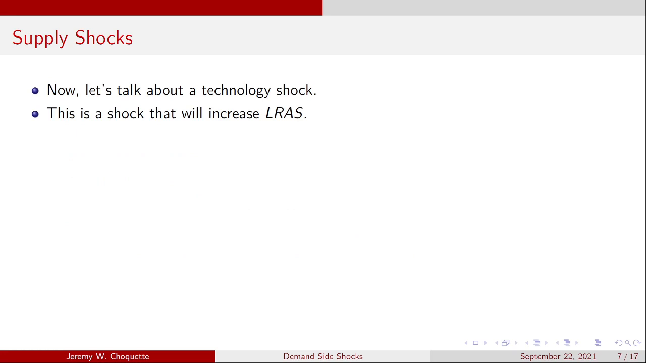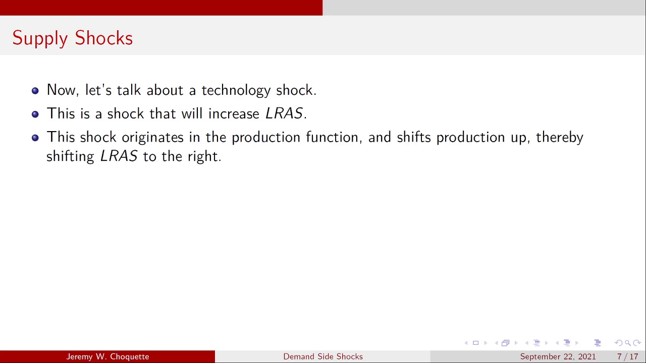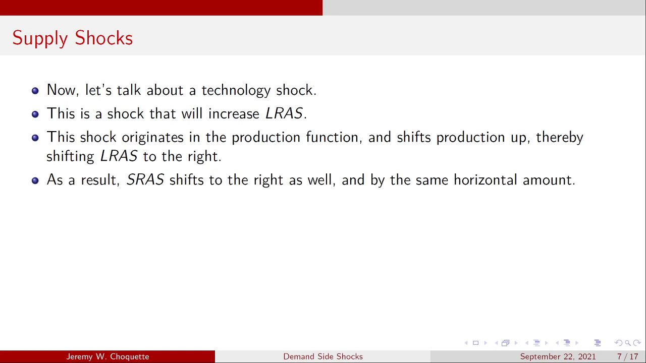Let's talk about, of course, supply shocks. We're going to talk about a technology shock. It's a certain type of supply shock. This shock is one that will increase the long-run aggregate supply. This shock originates in the production function that I showed you guys, and it shifts production up, which thus shifts long-run aggregate supply to the right. Right? It's going to be shifting it out.